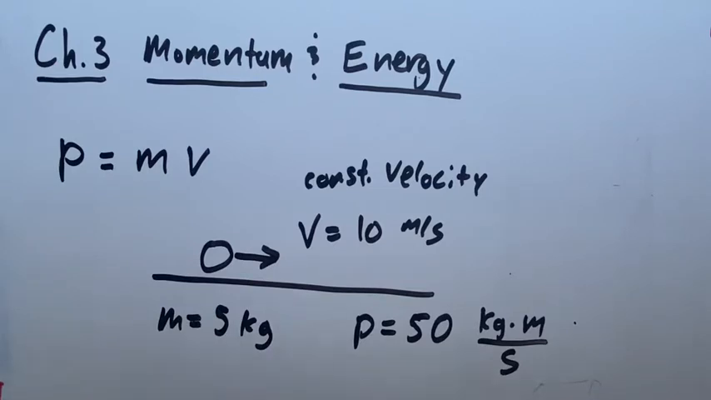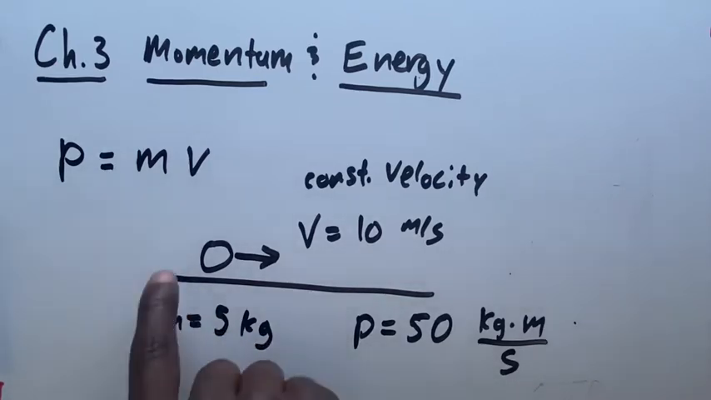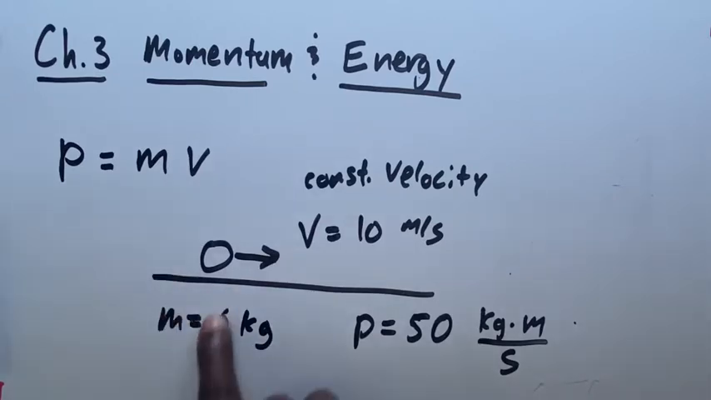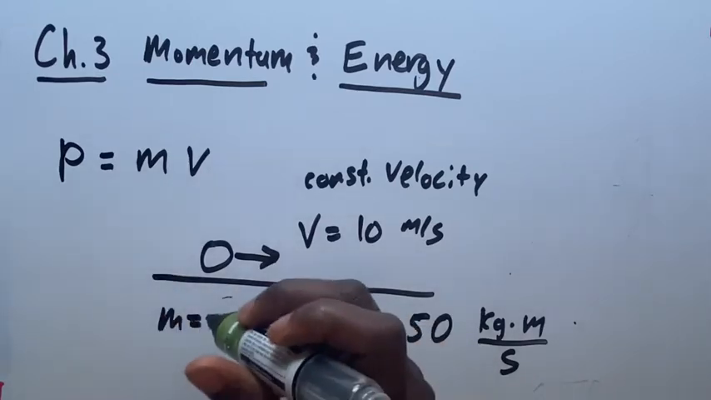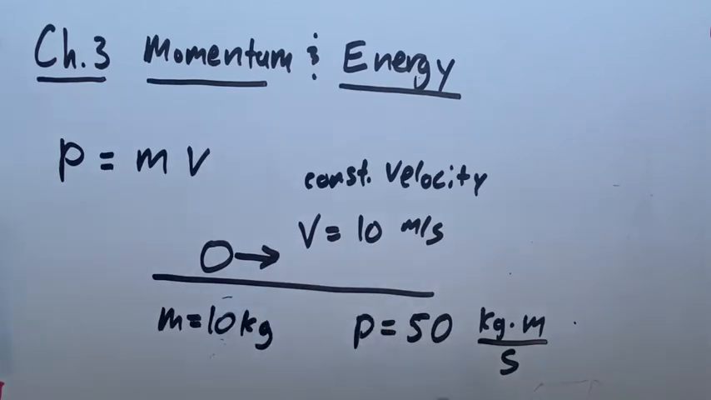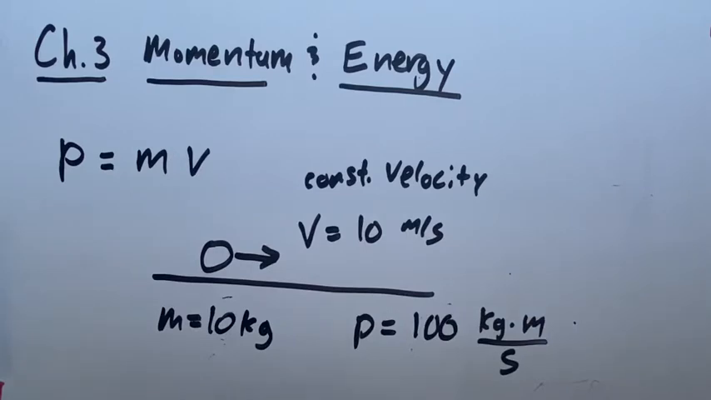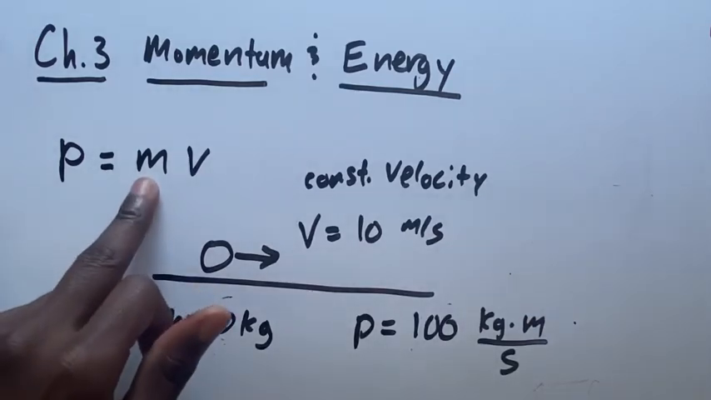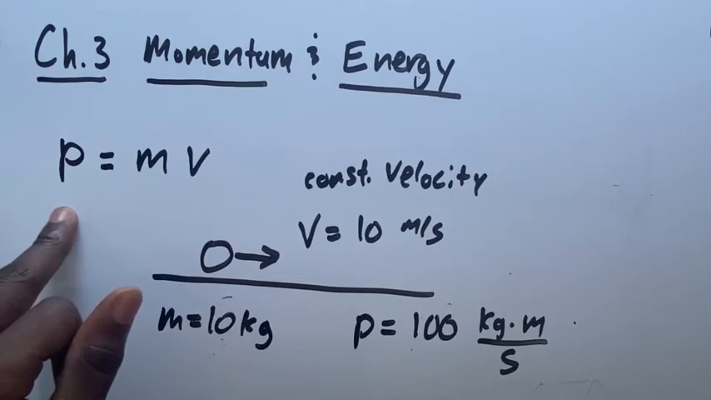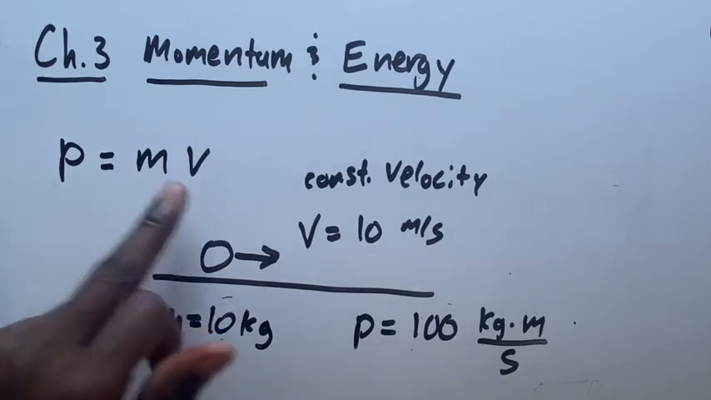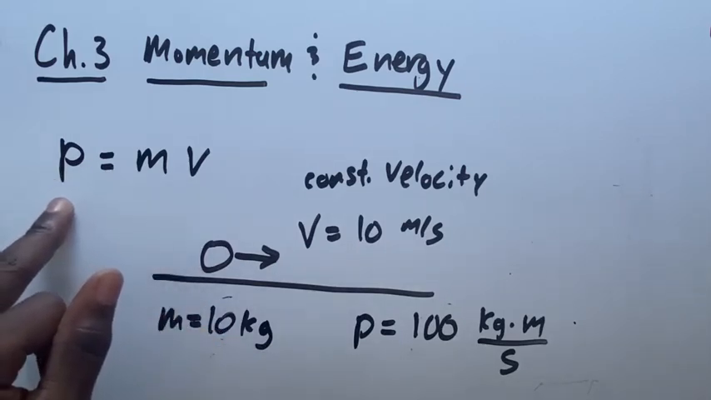Okay, and so basically, if you were to increase the mass of this ball here, and let's say the mass instead of 5 is 10, but the velocity is still 10 meters per second, well then that would increase the momentum to 100, right? So if you increase the mass, you increase the momentum, or if you increase the velocity, then you also increase the momentum.